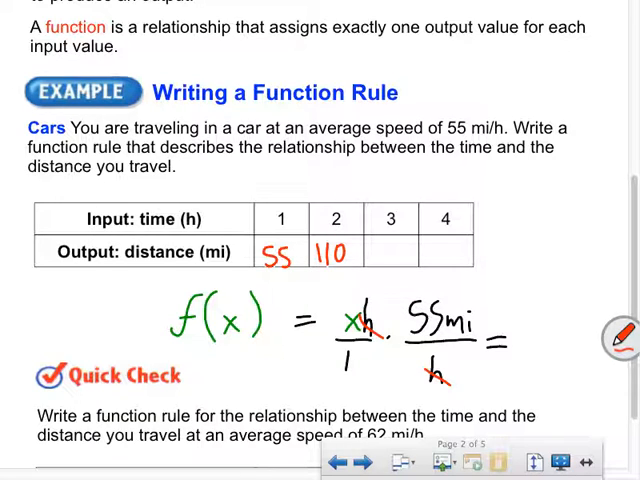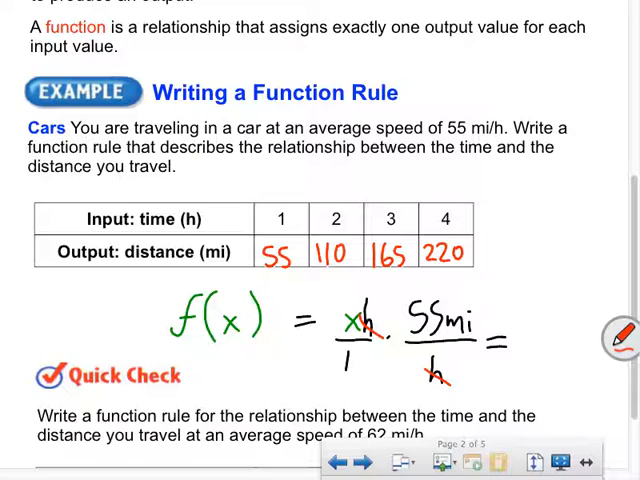Who's got 3 hours? How far are we going to drive in 3 hours? Somebody get that? Charles, how far are we going to drive in 3 hours? 165. 165, very good. And what about in 4 hours? How far are we going to drive in 4 hours? Michaela? 220. 220 what? 220 miles.